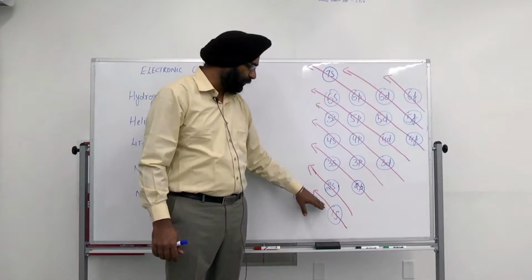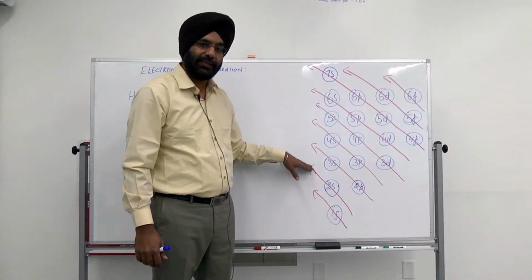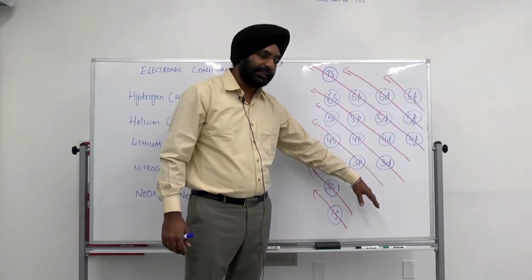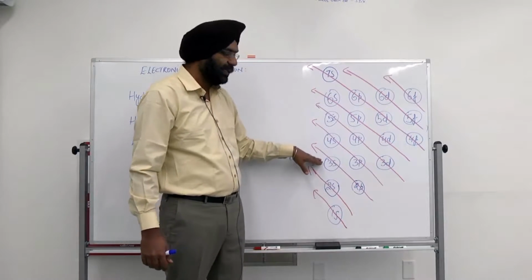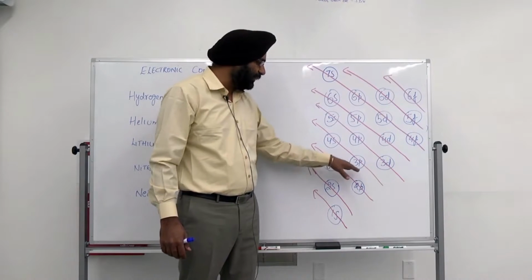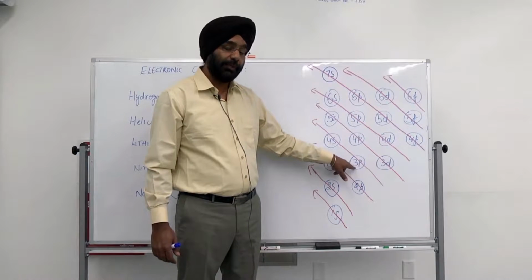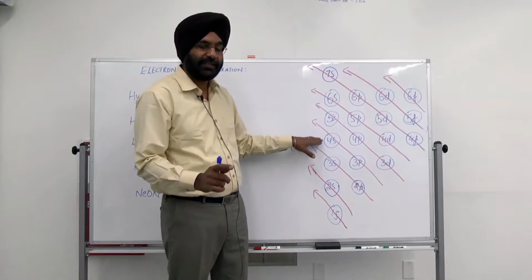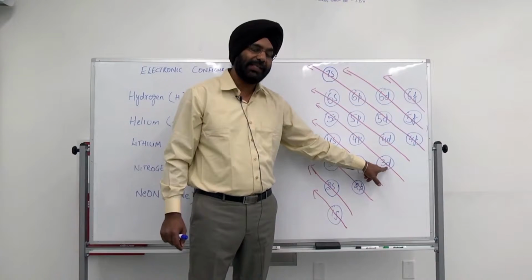So the first 2 electrons will go in the 1s. The third electron and the fourth electron will go in the 2s subshell. The 5th onward till the 10th will go into 2p, and once the 2p is completely filled, then the electron will go into the 3s. Once the 3s is completely filled, the electron will go into the 3p subshell. Once 3p is completely filled, the electron will go into the 4s subshell. So that's very important. The electron is not going into the 3d subshell.